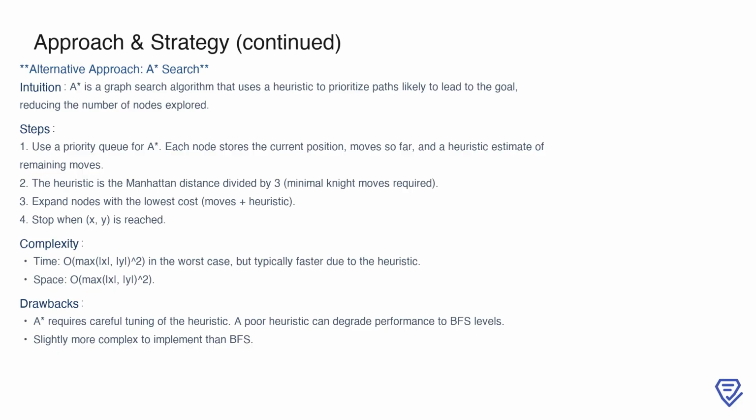Using a priority queue, we expand nodes with the lowest combined cost, adding their valid knight moves to the queue as we progress. While the worst-case complexity remains quadratic, the heuristic often allows A* to explore fewer positions compared to plain BFS. However, this approach requires careful tuning of the heuristic. If the estimate is inaccurate, the performance can degrade to that of regular BFS. Additionally, A* is slightly more complex to implement, making it less appealing as a general solution for this problem.